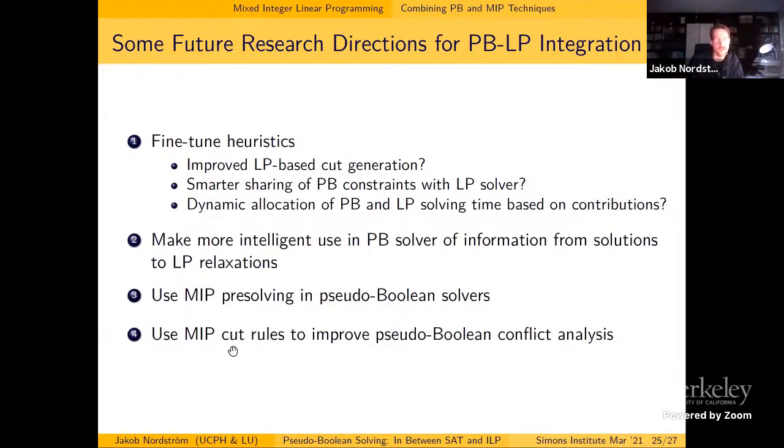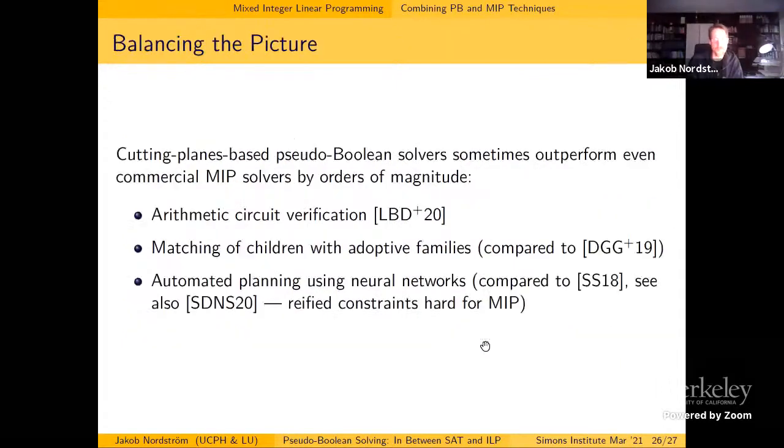Another interesting fact is that you have a rich library of different cut rules that you could, in principle, plug into pseudo-Boolean conflict analysis and see if something better pops out. And this is something that I really would like to do. And now this is where I ended in my tutorial.